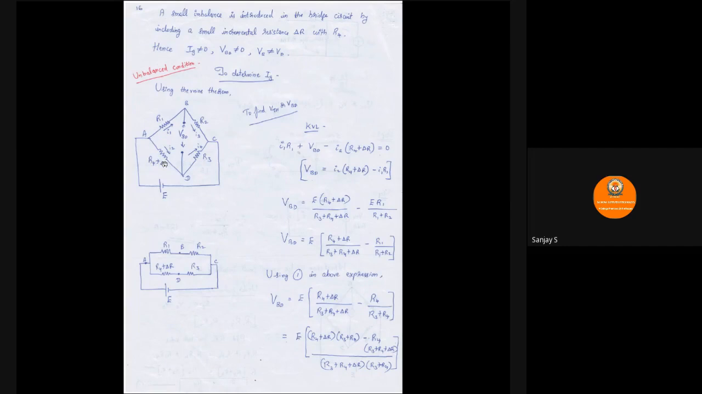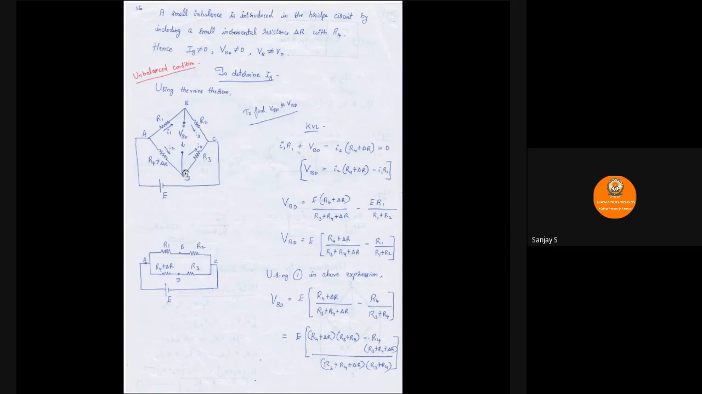So once there is an imbalance created in the circuit, Ig is not equal to 0. Now current flowing through the galvanometer is no more 0 because the bridge is imbalanced, and VBD is not equal to 0. Earlier the potential difference was 0. Now that is also not equal to 0. And VB is not equal to VD. Earlier VB was same as VD. Now VB is not equal to VD.